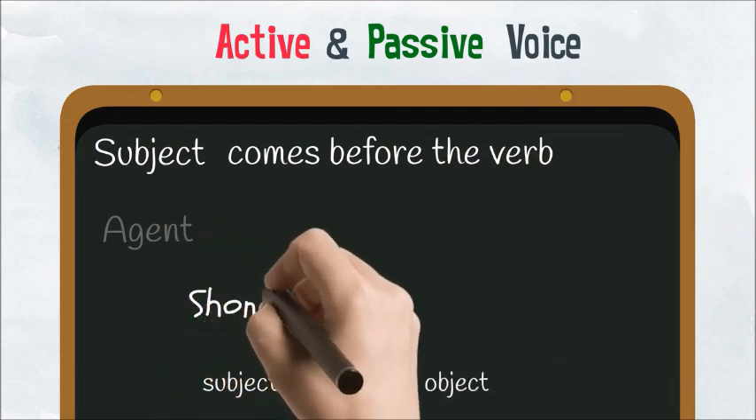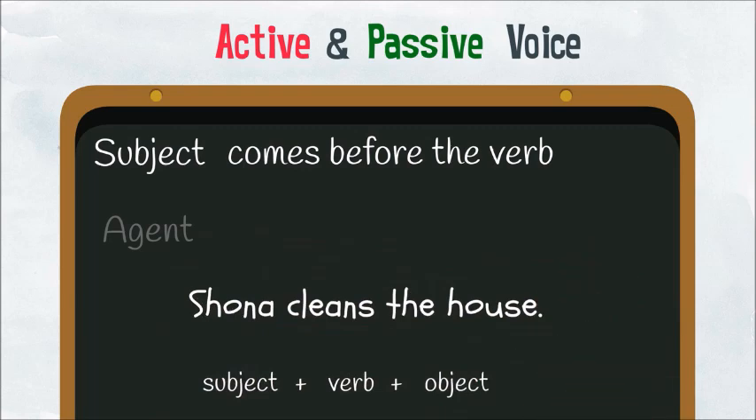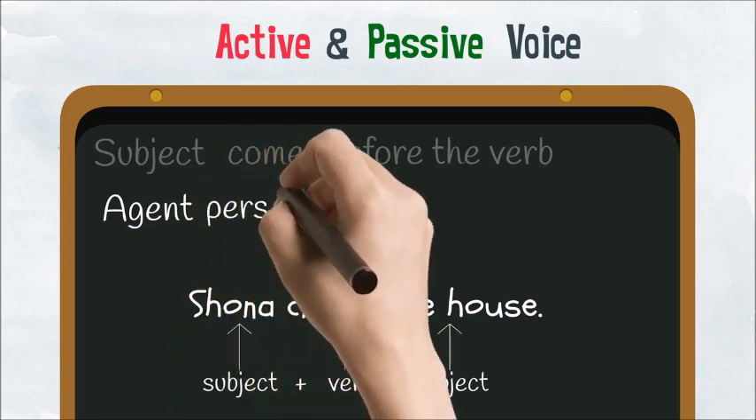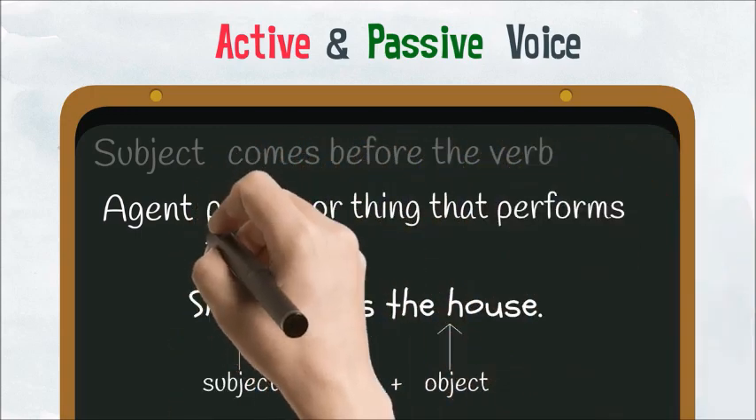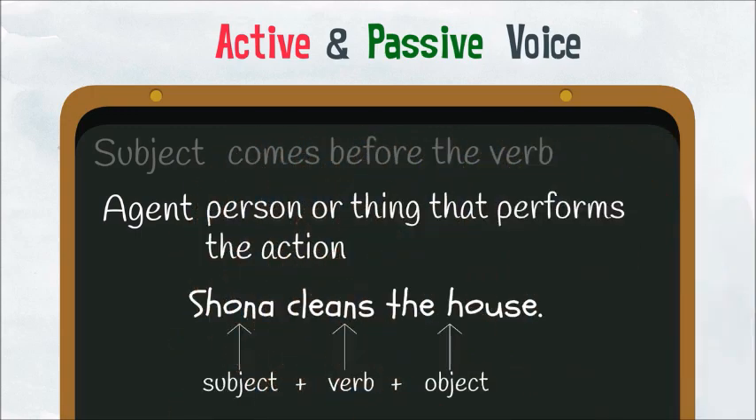For example, Shona cleans the house. The verb is cleans. We know that the subject comes before the verb. Therefore, the subject of this sentence is Shona. The agent is the person or thing that performs the action. We can think of the agent as the actor within a sentence. Can you see who or what is performing the action in this sentence? That's right, Shona. That means that in this sentence, the subject and the agent are the same.